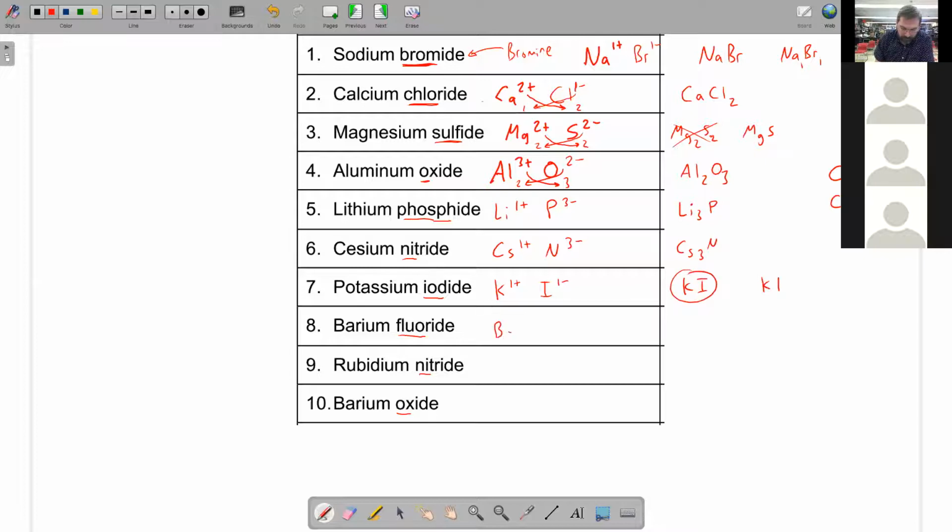Barium fluoride. Barium is in the second group of the periodic table. It's Ba2+. Fluorine is in group 17. It's F1 minus. With that cross-down method, you're going to need 2 fluorines for every 1 barium. So it's BaF2.